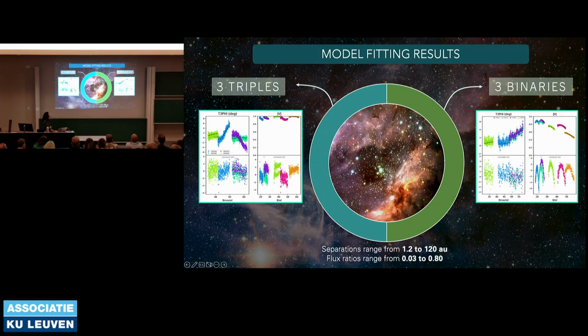Okay, so the fitting results. We found 3 triples and 3 binaries in our data, with all the detected companions ranging from 1.2 to 120 AU. And the flux ratios range from 0.03 to 0.8. So we have one system for which the binary companion is almost as bright as the central star.